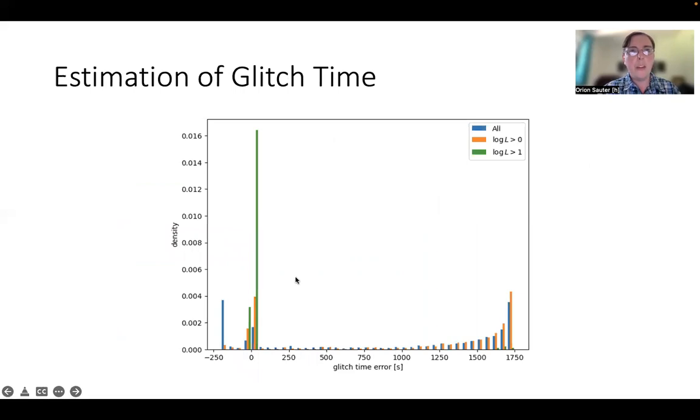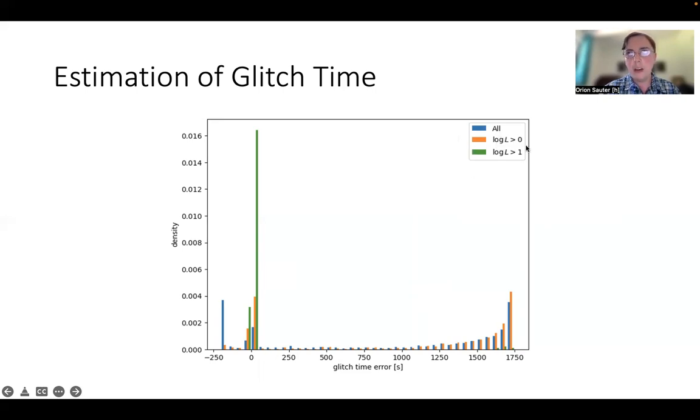And then we can estimate the glitch time. So as I mentioned earlier, we're moving the glitch around against the data to see where the optimum subtraction happens. So if we just look at all of the values that we got, it goes anywhere from the extreme negative to thousands of seconds away. But if we place the cut of the log likelihood greater than 0, so this is the likelihood ratio again, that greater than 0 means that the glitch is more favored than no glitch.